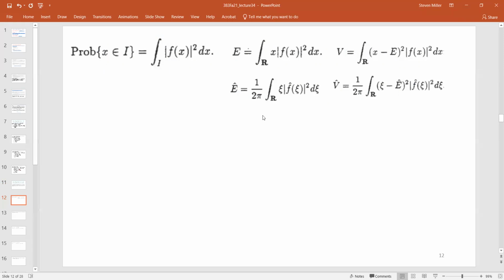So imagine we have some function f, which is in L2. What does it mean for a function to be in L2? It means the integral of the absolute value squared is finite. So you can actually think about this as a probability distribution.